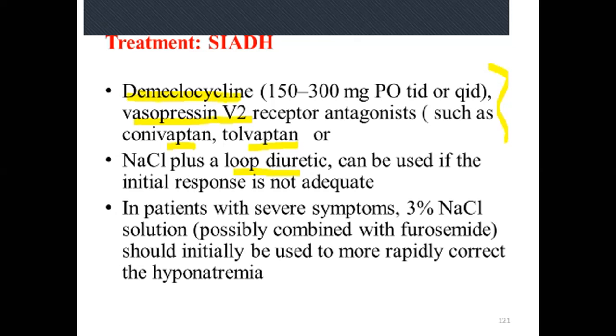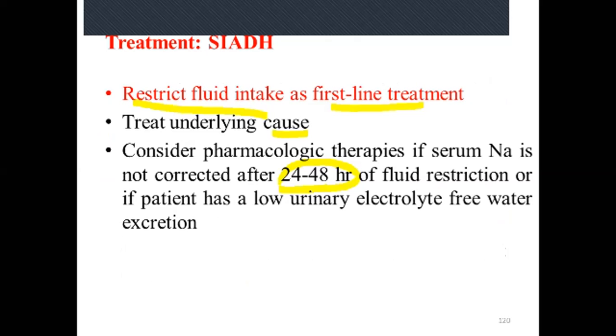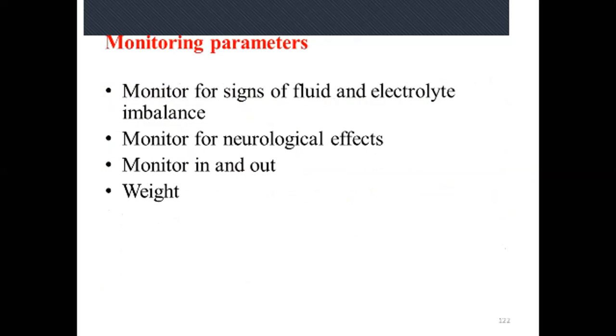And of course, diuretics can be considered if the initial response is not adequate, maybe in severe symptoms. And if we want to rapidly treat hyponatremia, hypertonic saline, such as 3% sodium chloride solution, can also be administered. So those are the only pharmacological treatment modalities we currently have if the patient has this condition. But remember, treating the underlying cause, and if it is due to a drug, discontinuing the medication will also be part of the treatment modalities of this condition.